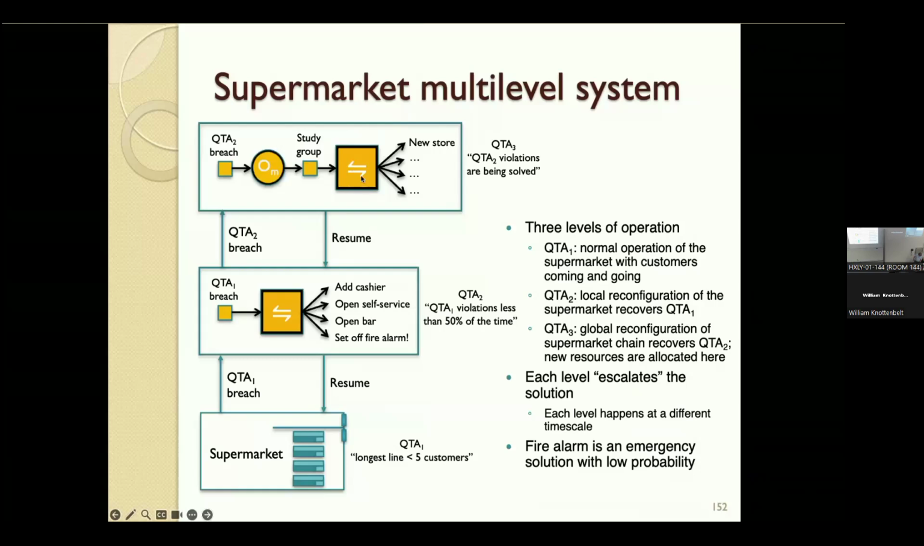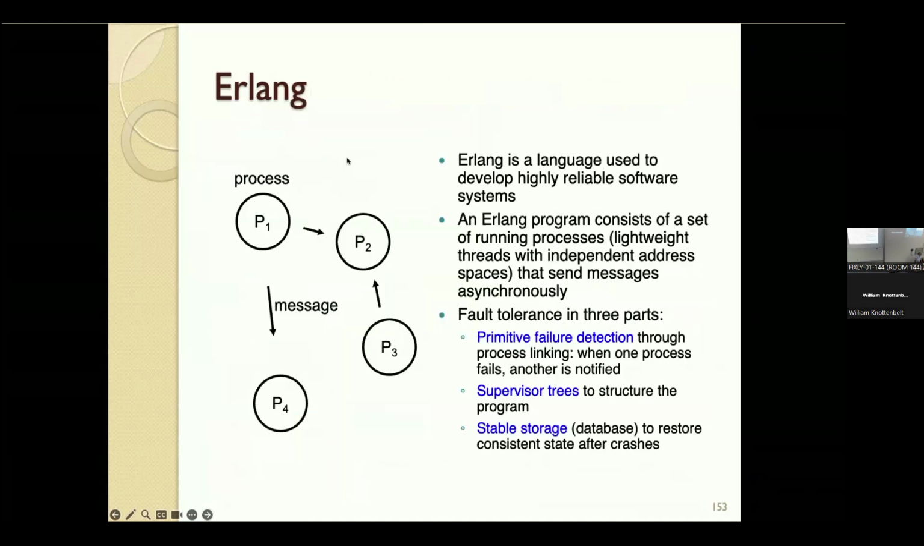But there's a level. So you see there's 3 levels, and each level is at a different time scale, okay? So the customer's waiting, the fixing of the customer's waiting, and then the fixing of when that fix doesn't work, okay? So another example is an Erlang system.